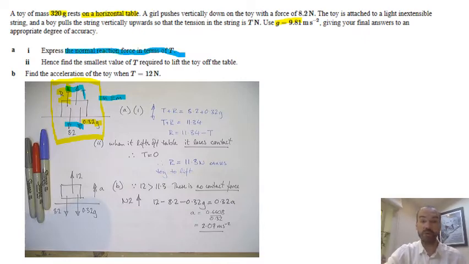Well, I don't know. What I'm going to do though is I'm going to do the only thing I can, which is balance vertically. T plus R is equal to that. Oh, and I know 8.2 and I know 0.32 g. So I can write R in terms of T. I can express the normal reaction in terms of the tension. The normal reaction will be 11.34 take the tension.